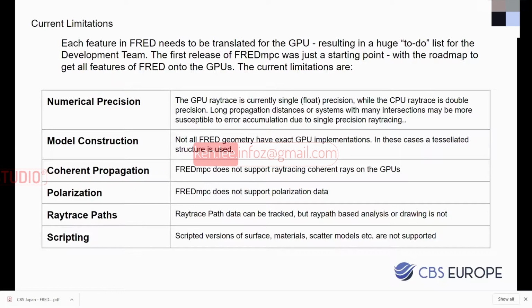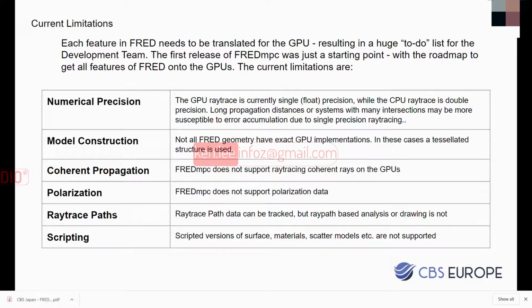Okay, so now a couple of points to bring us a little bit back down to earth. There are some limitations in the current version of FREDmpc. As I said at the start, every feature in FRED needs to be rewritten into the GPU code. And basically what that meant was there was a huge to-do list for the development team. Translate this source type, translate this source type, include scatter effects, include volume scatter, and so on, right?